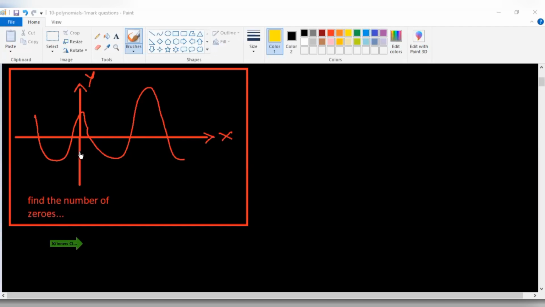This is the next one. A graph is given. We have to find the number of zeros. Number of zeros means the points where the graph or the plot touches or crosses the x-axis. So here, see, this point is a 0 of the polynomial, and this point is also a 0 of the polynomial. Then here, so how many zeros are there? See, 5 places. That means 5 zeros are there.